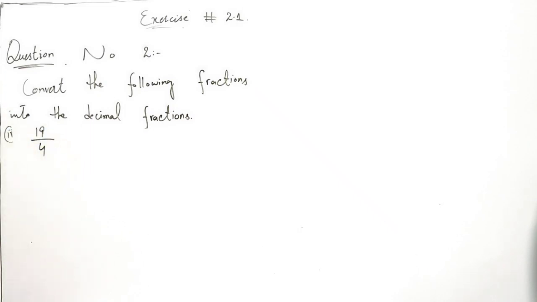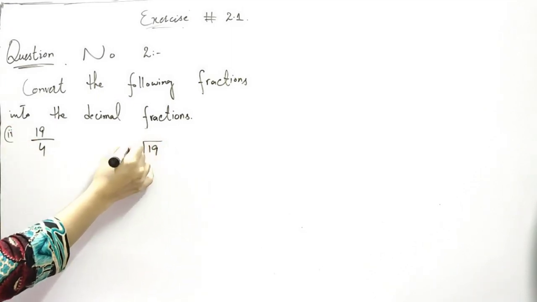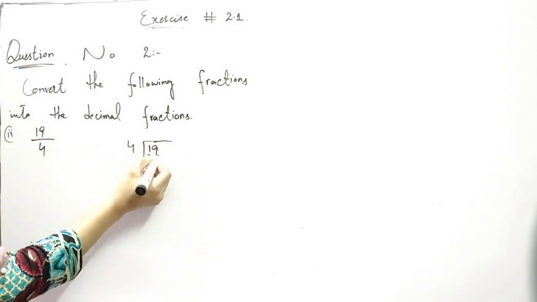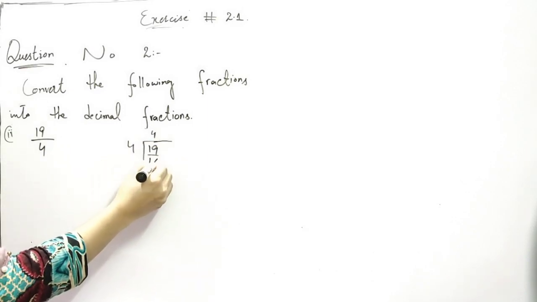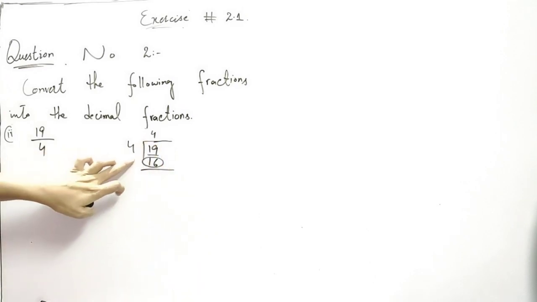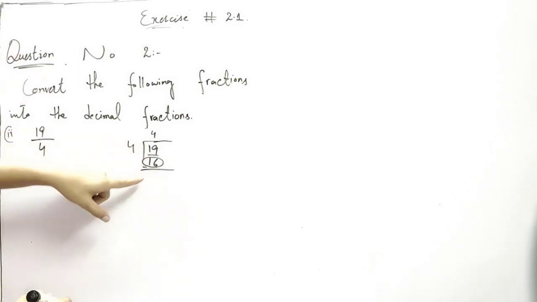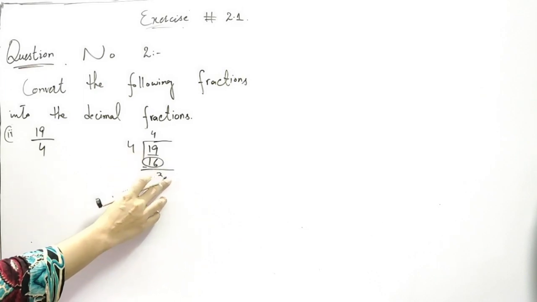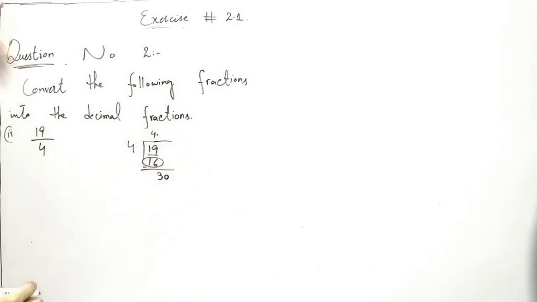19/4. Again 19 divided by 4, so put 19 under the division and take 4 outside the division. So this one is less, so take this 19. We know that 4 4s are 16. This value should be less than this value. This cannot be greater than this value because we have to do minus. So 19 minus 16, we get 3 here. Now 3 is less than 4, so place point here and here comes 0 due to this point.